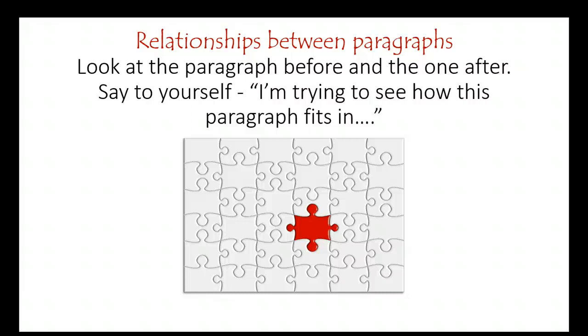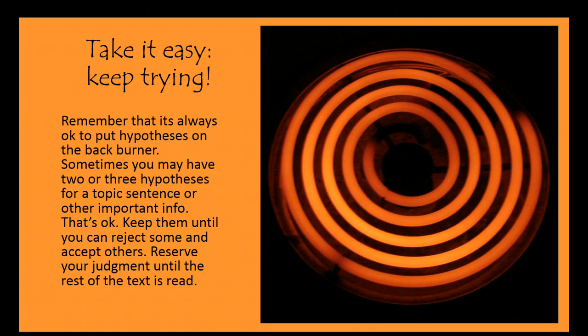So often looking at the surrounding paragraphs will help you come up with the topic sentence for the paragraph you're working on. Keep trying. It's always okay to put hypotheses on the back burner. Sometimes you might have one, two, or three ideas for what a topic sentence could be. Hold on to them all. Wait till you get to the end of the whole text to make a decision. Don't decide that a paragraph is about this main idea and then read the whole thing and go back and make sure, because you won't really know until you read the whole thing.